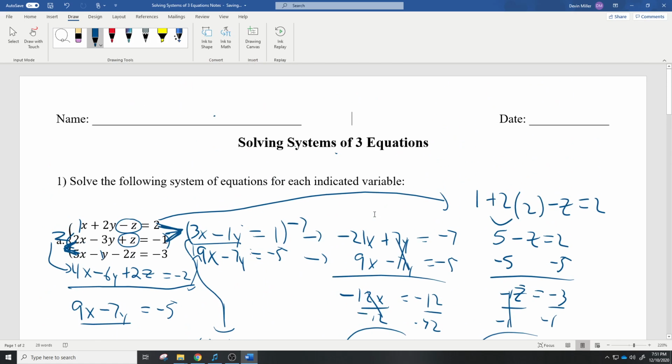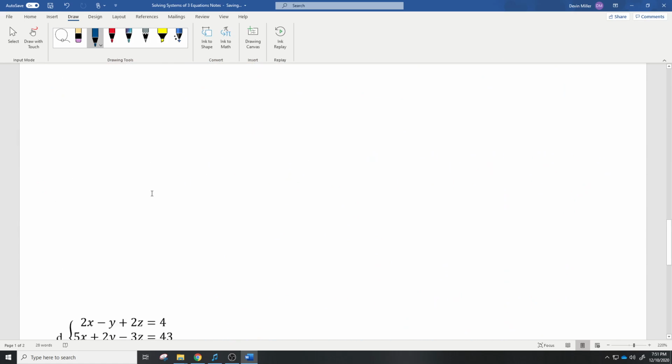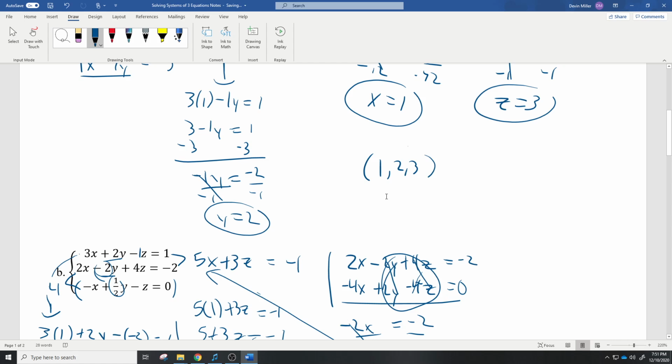So that's 2 examples on how to do them. And then there's 2 more on the back to do on the other page. And then this whole thing will be complete and ready to be turned in.